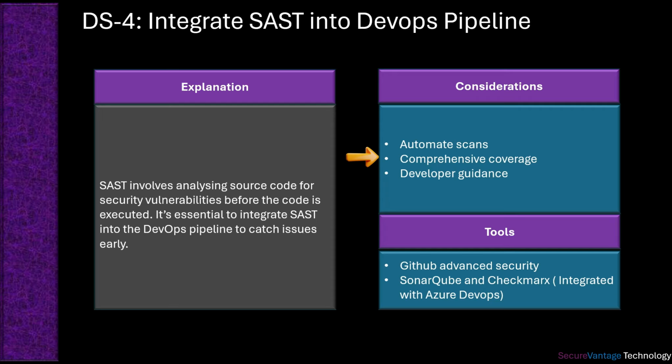You automate scans and integrate SAST tools into the CI/CD pipeline to automatically scan code with every commit. You ensure the tools cover all aspects of the code base, including third-party libraries. You also provide clear remediation instructions for any vulnerabilities found to the developer. What tools can you use for SAST? If you are using GitHub, then you can use GitHub Advanced Security capabilities that identify vulnerabilities in code, or you can use SonarQube or Checkmarx, which provide detailed static code analysis and integrate seamlessly with Azure DevOps.